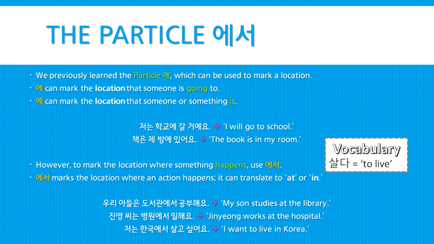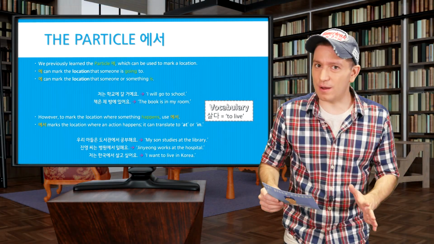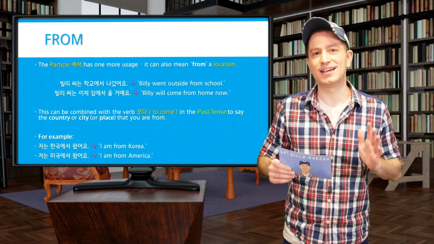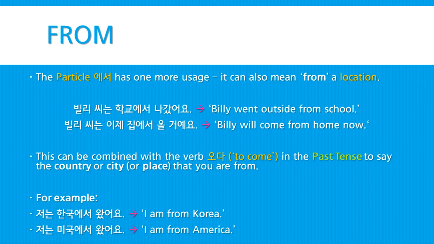However, the particle 에서 can also mean from when used with a location. Here are two examples of that. 빌리 씨는 학교에서 나갔어요. Billy went outside from school. 빌리 씨는 이제 집에서 올 거예요. Billy will come from home now.